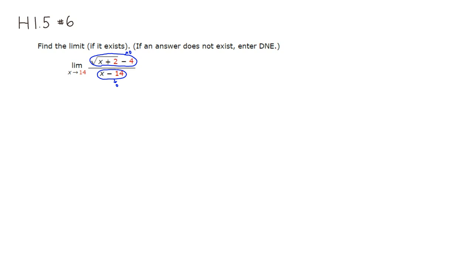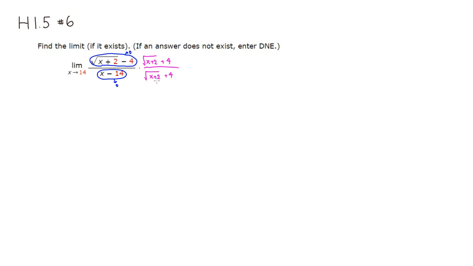The trick is that we're going to multiply top and bottom by the square root of x plus 2 plus 4. The difference is that there is a minus sign here, so you have a plus sign. And we have to do the same thing to the denominator so that we don't change the quantity.